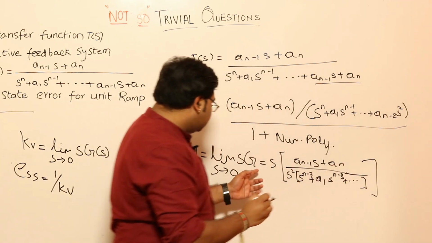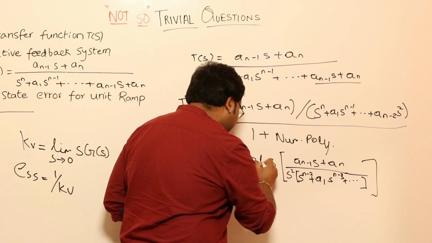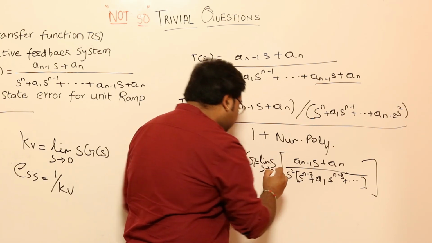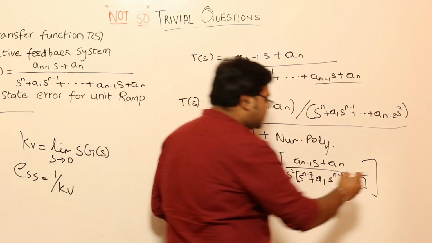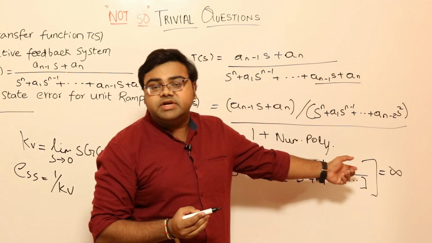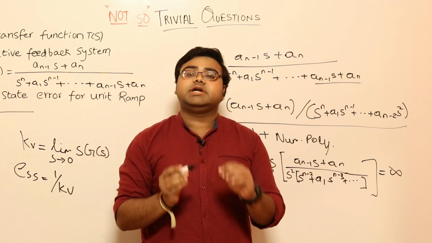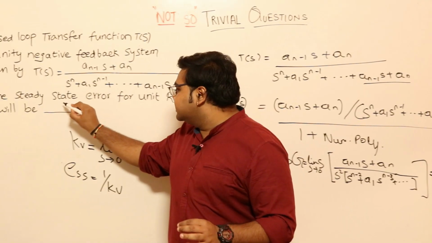Now the moment I apply the limit s tending to 0, I will get infinity as the answer. The moment I get this as infinity, my error is the reciprocal of infinity, which is nothing but 0. So that will be my final answer. For this, my final answer will be nothing but 0.